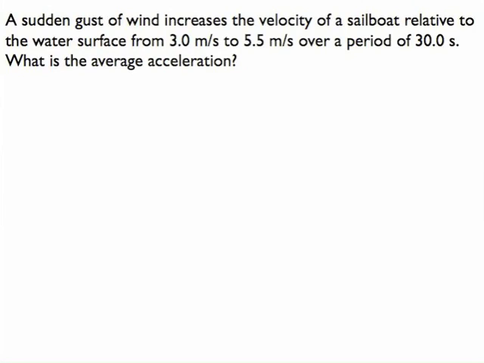Now, let's solve an acceleration problem. So we have a sudden gust of wind, and it is increasing the velocity of a sailboat relative to the water surface from 3 meters per second to 5.5 meters per second. Now our 3 meters per second is our initial velocity, and our final velocity is 5.5 meters per second. And then over a period of 10 seconds, this is our time. And then it says, what is the acceleration?